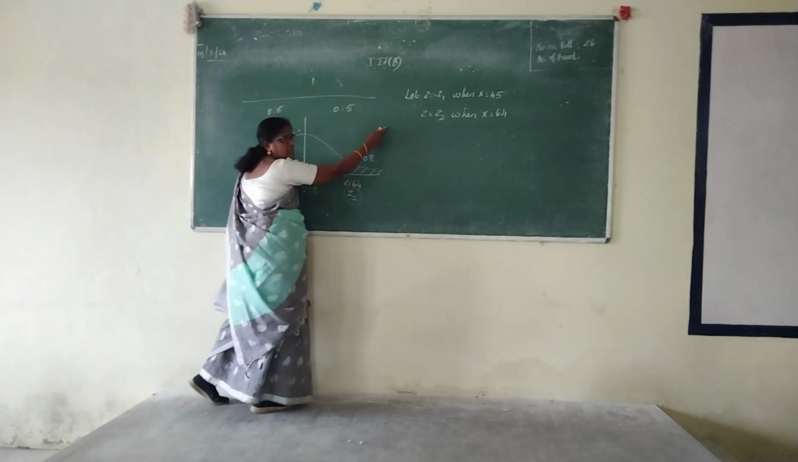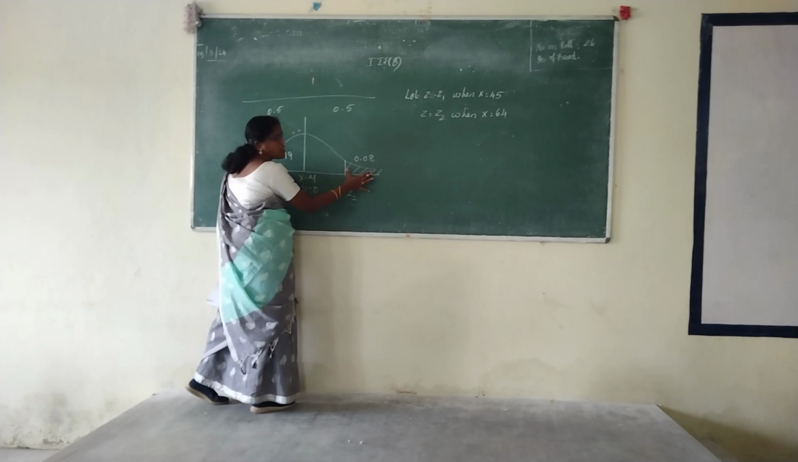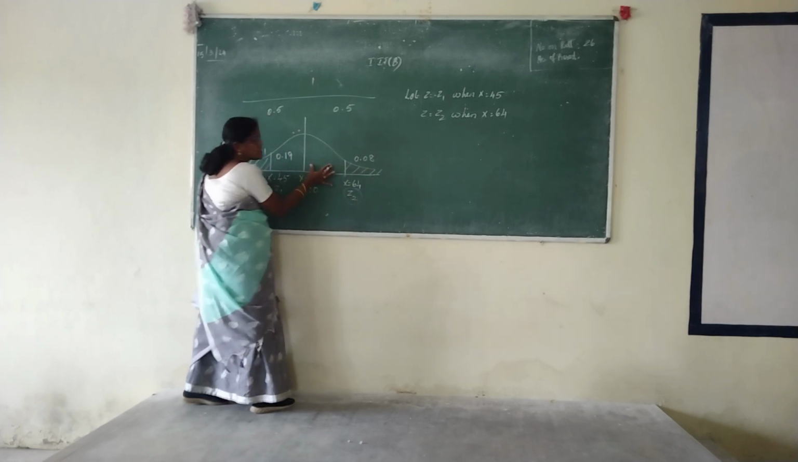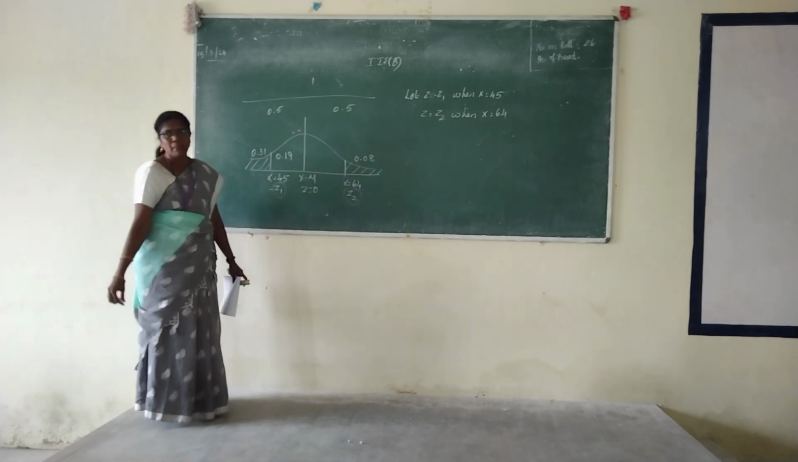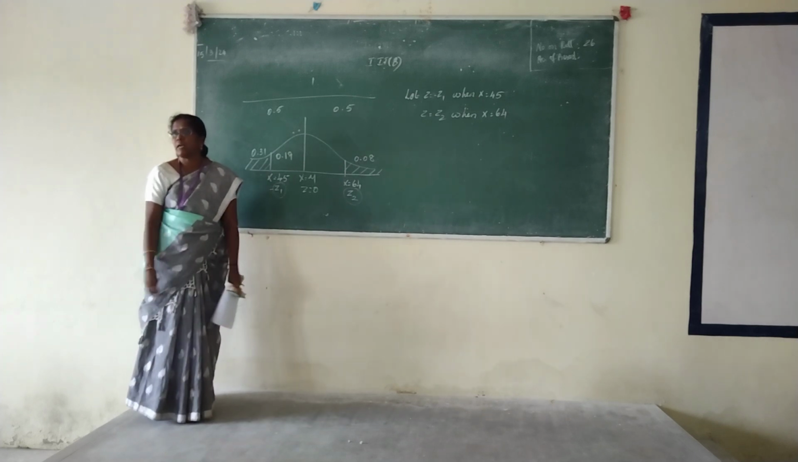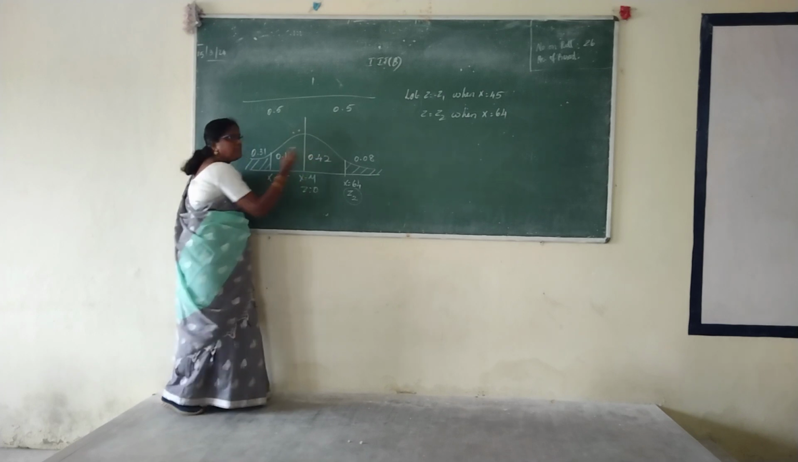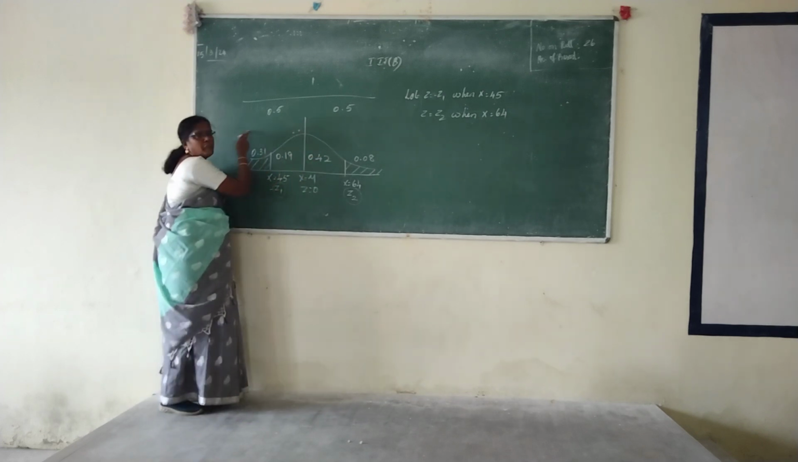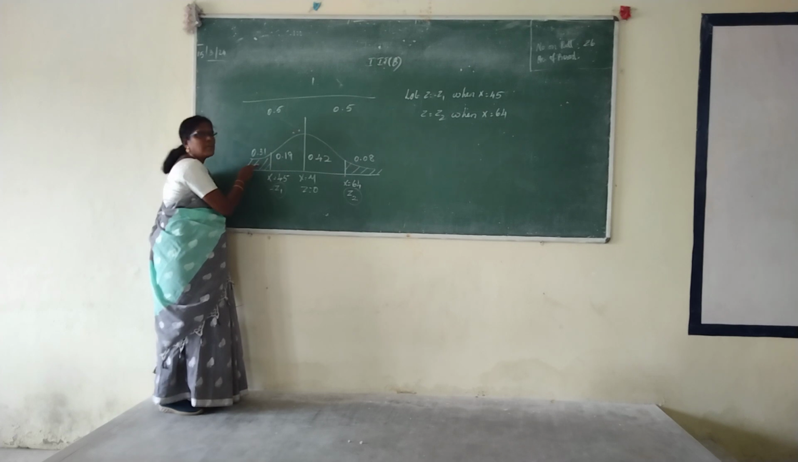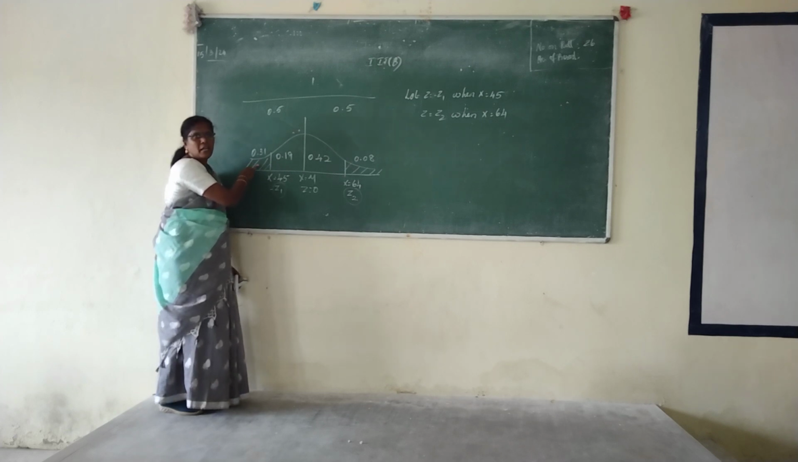Now similarly, the right hand side. Right hand side total area is 0.5. So this point is 0.08. So what will be this part? 0.5 minus 0.08. What is the answer? 0.42. Simple logic. Left hand side is 50% area. Here it is 31%. What is the remaining percentage?